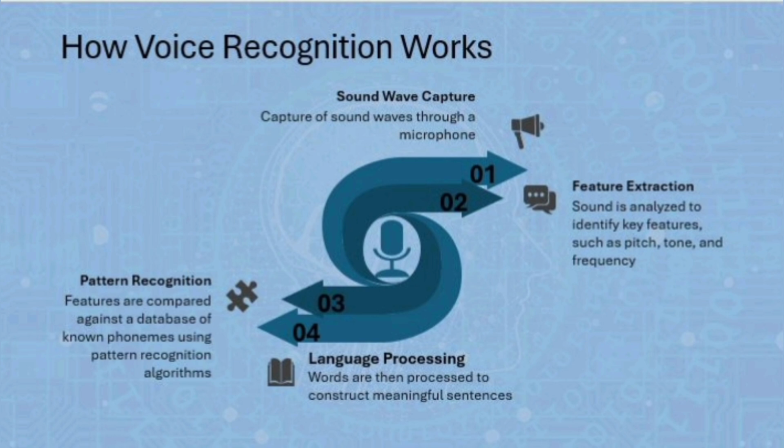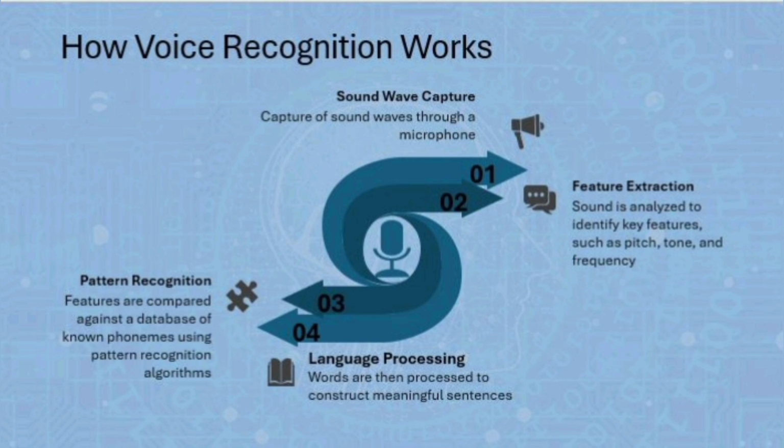The voice recognition process involves several key steps to convert spoken language into text. The first one is sound wave capture. The process starts with capturing sound waves through a microphone. These sound waves represent the speaker's voice. The captured sound waves are then digitized, converting the analog signal into a digital format that the computer can process.